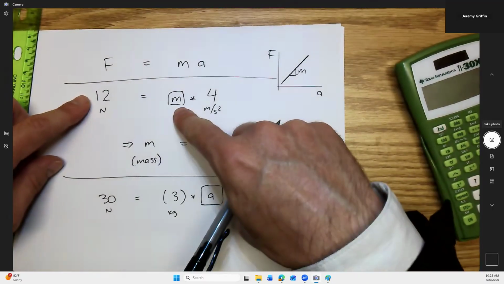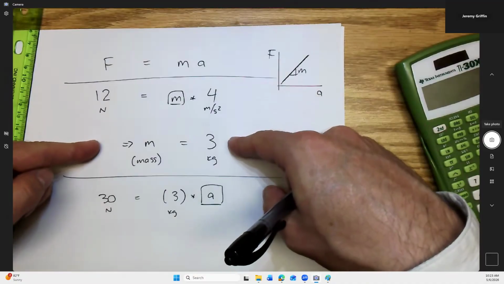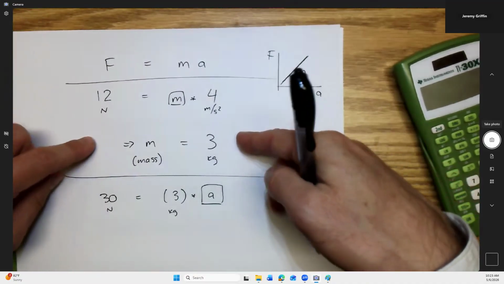But I can solve for whatever that constant is. Yes, it's the mass. So 12 equals m times 4. So m must be equal to 3. The unit, by the way, turns out to be kilograms, but we're focused on the numbers here.